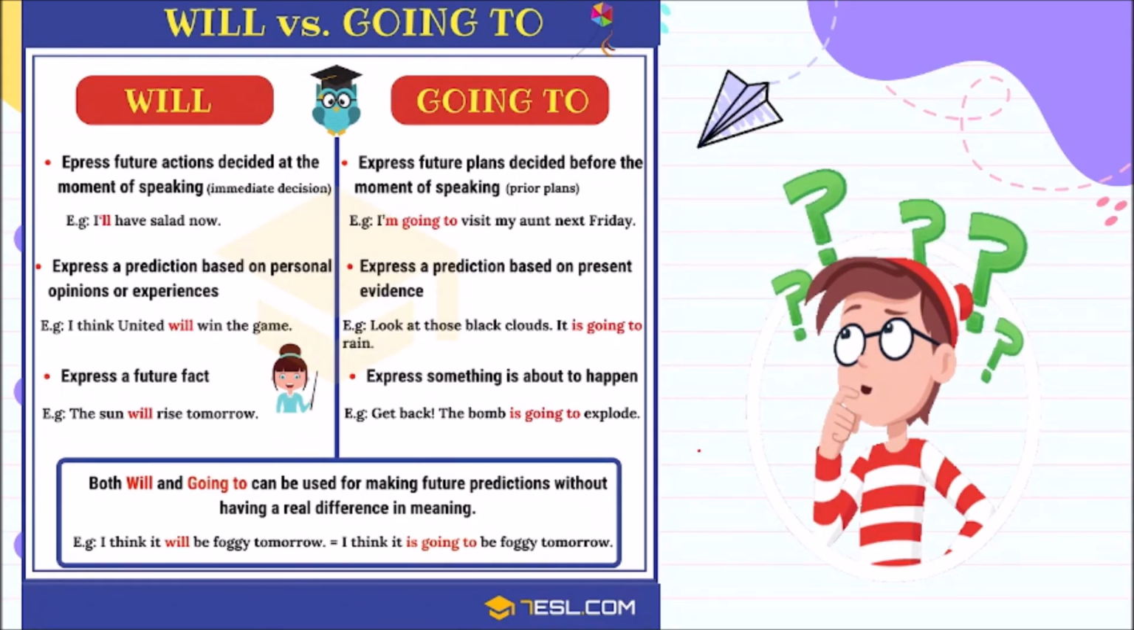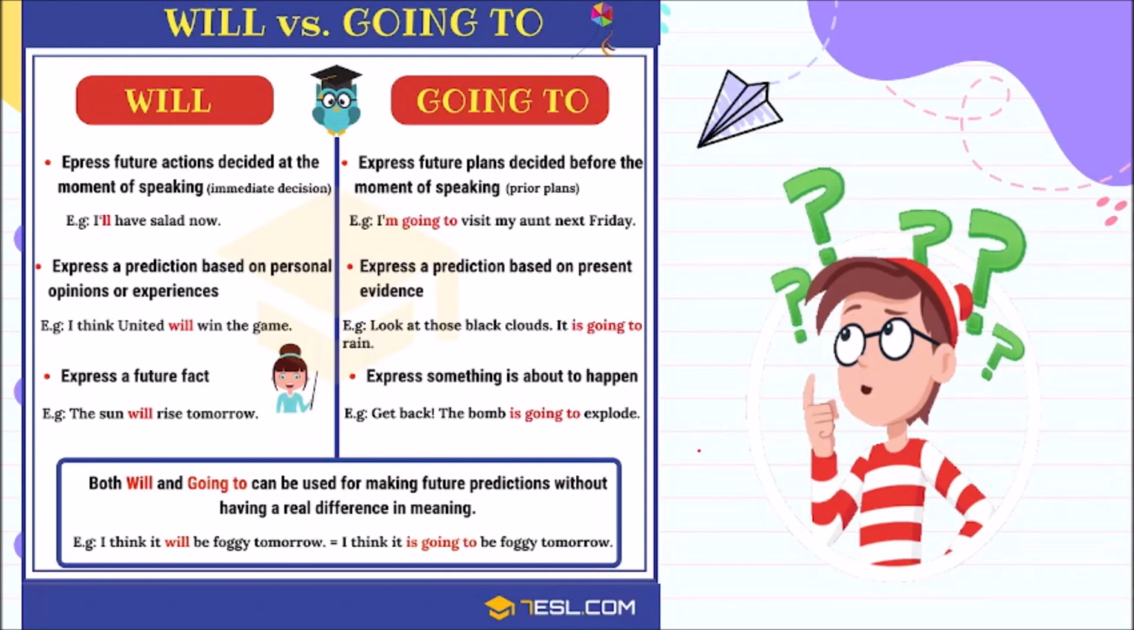So, will versus going to. Here are some of the examples. For will, it expresses a future action decided at the moment of speaking. Immediate decision. On the other hand, going to expresses future plans decided before the moment of speaking. Prior plans, or it has been planned.